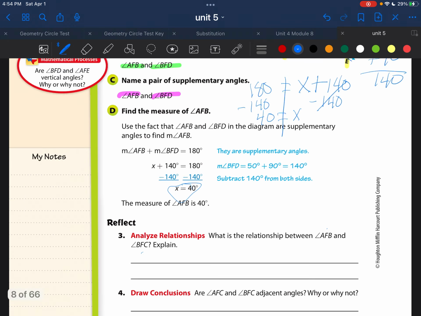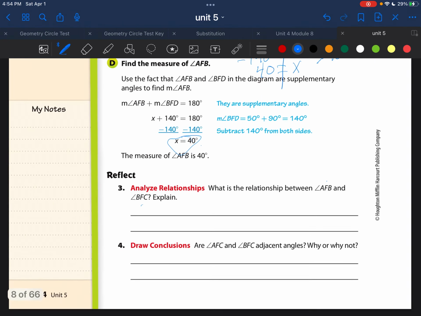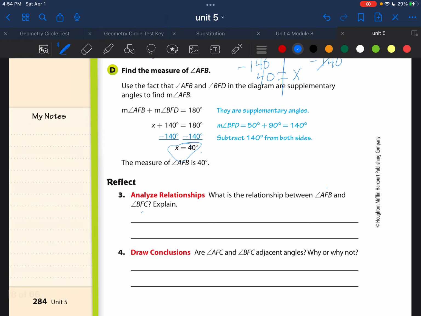Okay? Alrighty, so it wants to know what the relationship between AFB and BFC is. Let's see. AFB is 40, and BFC is 50. So 40 plus 50 equals 90 degrees, so it's a right angle. Or you could be real fancy and put, they are complementary. Okay, all right.